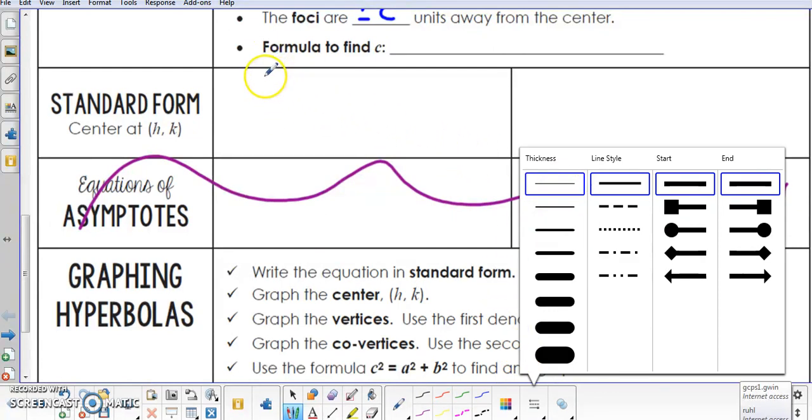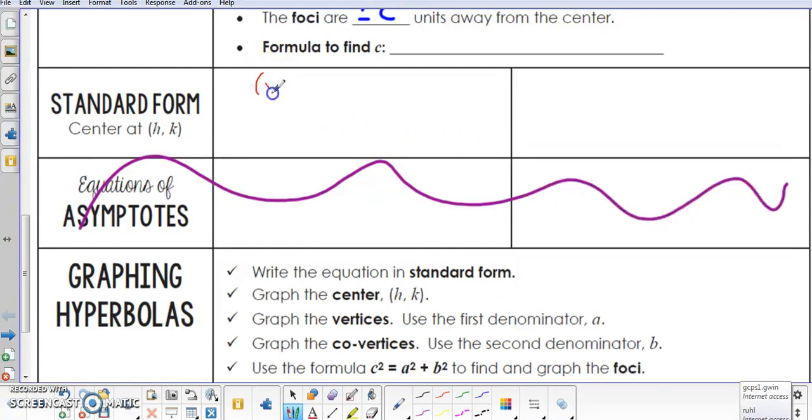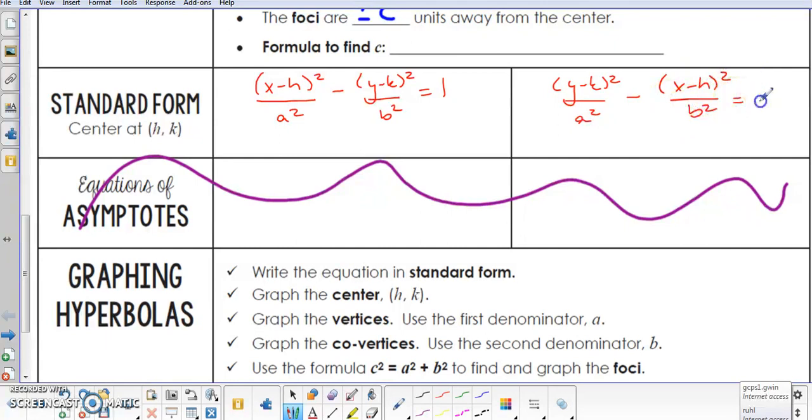And so for our standard form equation, we have (x minus h) squared over a squared, minus (y minus k) squared over b squared, equals 1. The other standard equation we're going to have is (y minus k) squared over a squared, minus (x minus h) squared over b squared, equals 1.